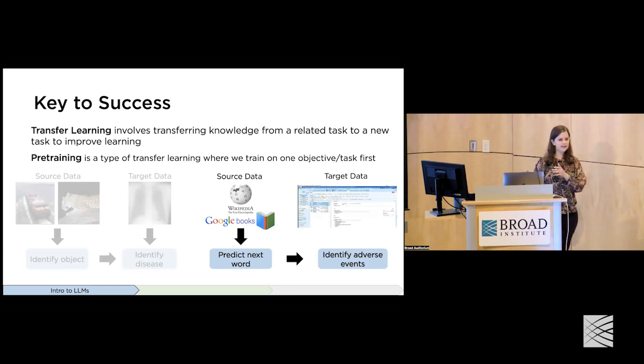The analogy here is that you train a model on large amounts of text corpuses. Let's say, given a sequence of words, you want to predict the next word in that sequence, and then you can transfer that model again to a downstream task of interest. To give an example, let's say you have electronic health record data and you want to be able to identify the adverse events that are mentioned in a patient's clinical notes.